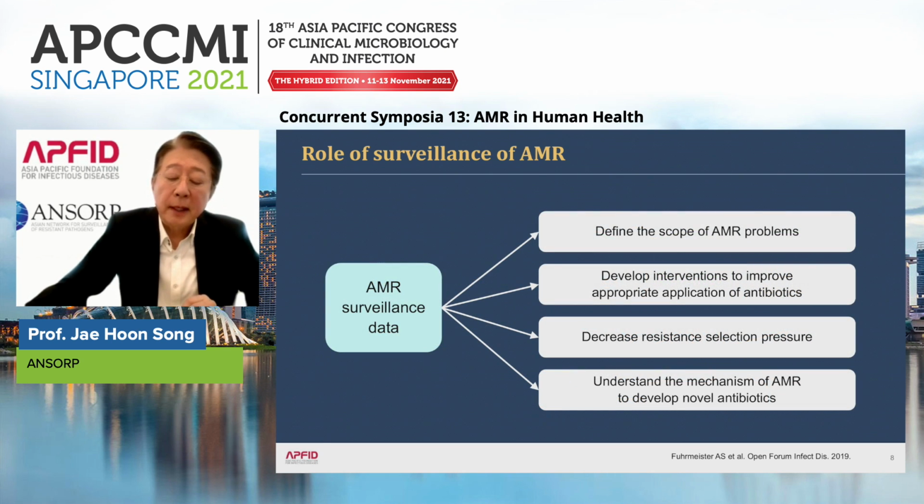More specifically, AMR surveillance data can be used to define the scope of AMR problems, to carry out antibiotic stewardship to improve the appropriate use of antibiotics, to decrease the selective pressure for the emergence of resistance, and to understand the mechanism of resistance, which can be used for discovery of novel antibiotics. So it's quite obvious that AMR surveillance is really the first step toward the control and prevention of AMR.